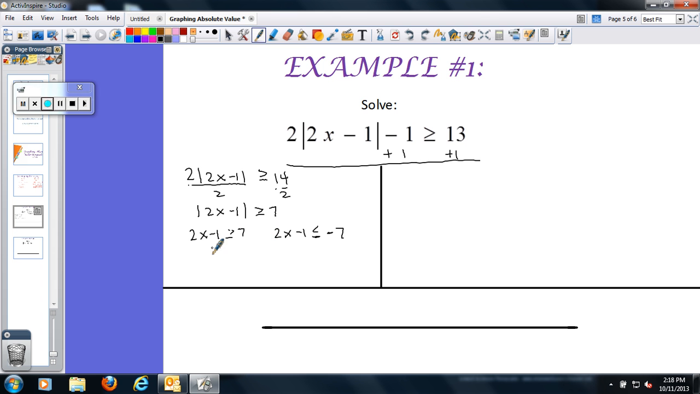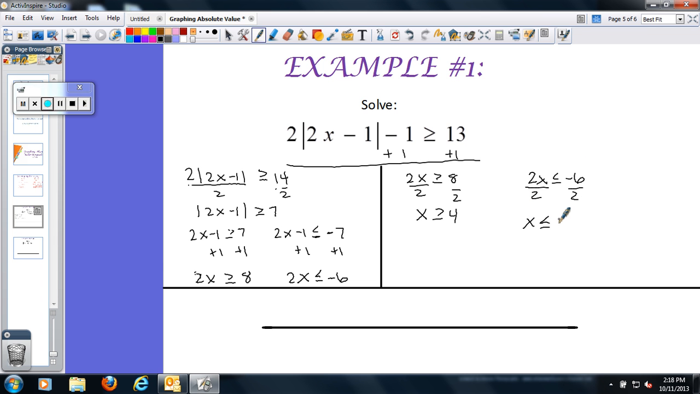So now I'm going to add 1 to both sides. I get 2x greater than or equal to 8. Now I'm going to go ahead and continue that over here. I'm going to divide by 2, and I get x is greater than or equal to 4. Here I'm going to add 1 to both sides. I get 2x less than or equal to negative 6. I'm going to divide by 2, and I get x is less than or equal to negative 3.